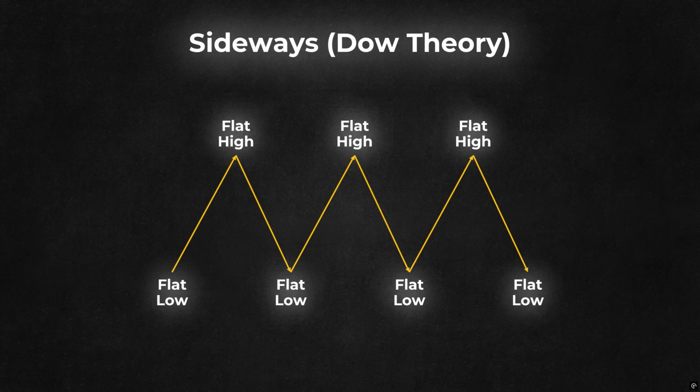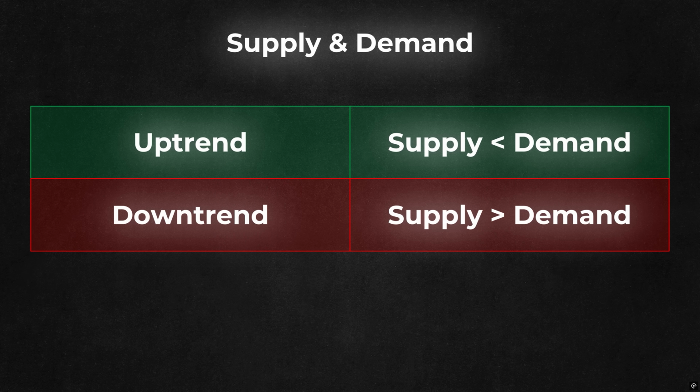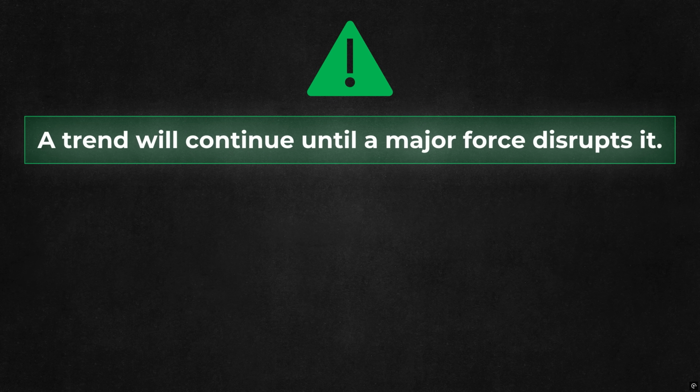Another way of looking at this is that in an uptrend, there is more demand than supply. In a downtrend, there is more supply than demand, and in a sideways movement, supply and demand are in equilibrium, roughly speaking. One important principle related to trends is that a trend will continue until a major force disrupts it.